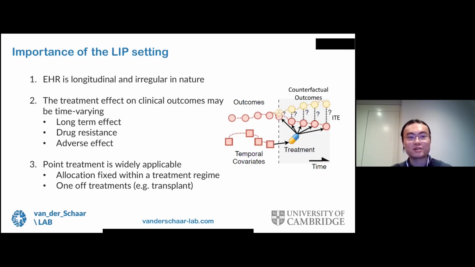The specific LEAP setting we consider is also very important for medical problems because it captures the characteristics of electronic health records data. The patient's health status is measured longitudinally at irregular intervals. Furthermore, the treatment effect on clinical outcomes may be time varying, and it is important to understand the effect over different time horizons. For instance, maybe the drug performs very well at the beginning, but later the patient develops drug resistance. And finally, the point treatment scenario is also widely applicable. Very often the allocation is fixed within the treatment regime, which can be weeks or even years. This setting also captures one-off treatments such as surgical interventions or transplants.